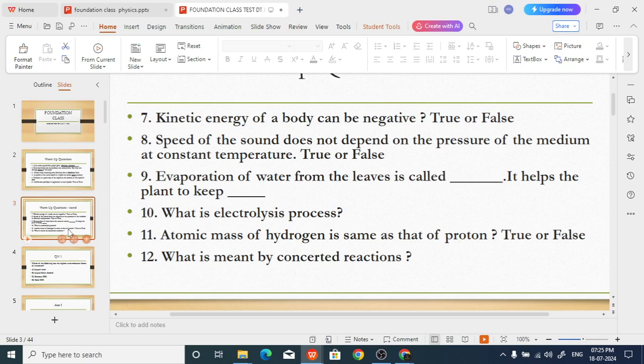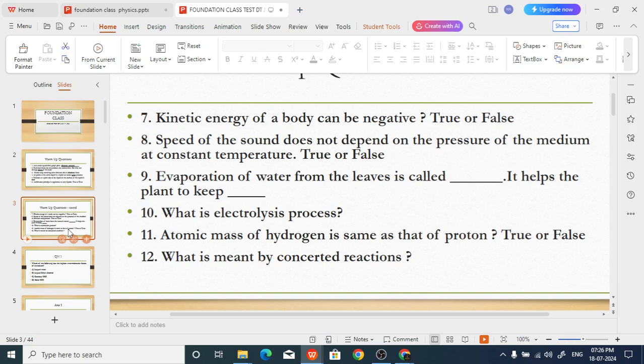We'll go next. Evaporation of water from the leaves is called dash. It helps the plant to keep cool. Transpiration, sir. Yes, I think transpiration. It helps the plant to keep cool because it transpires. For human beings we call it perspiration, but for the plant we call it transpiration.